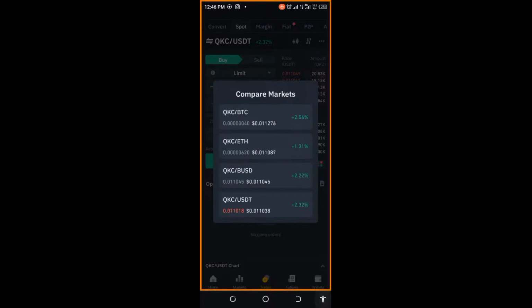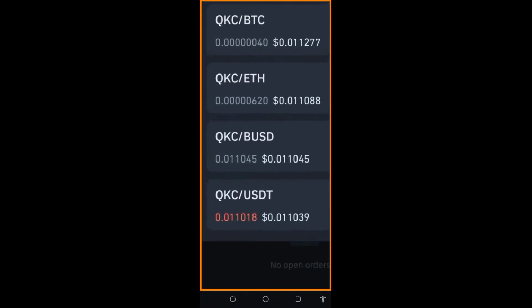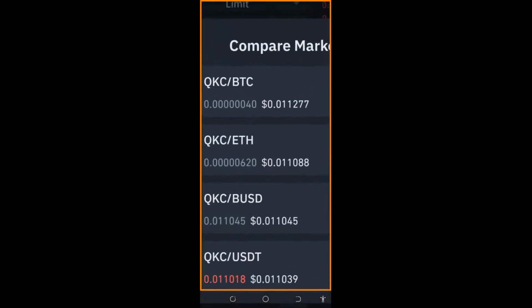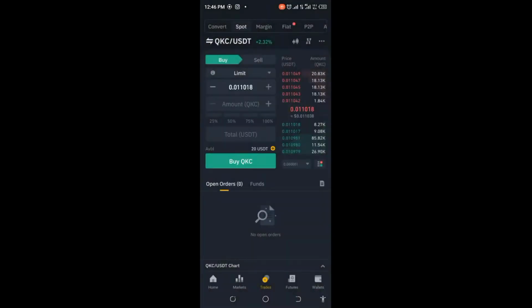So now let's take a good look at what we have here. This is the compare market. Okay, so USDT is 0.110, BTC is 0.112. So there's a difference. So let's go ahead and try this out by simulation first. Don't forget that. All right, so we're going to be doing our experiment and our trade with 20 USDT.